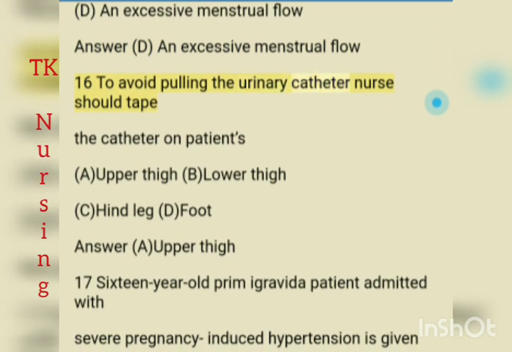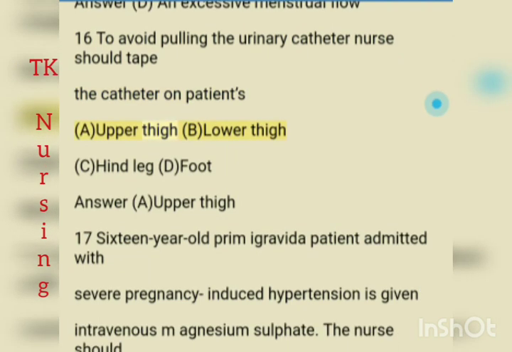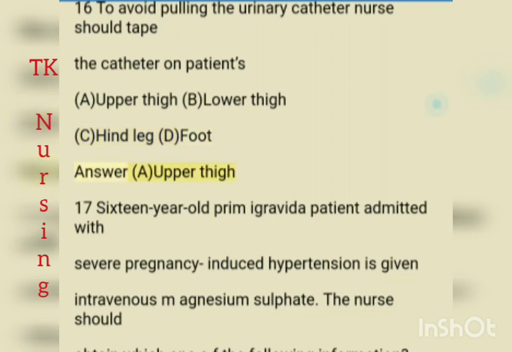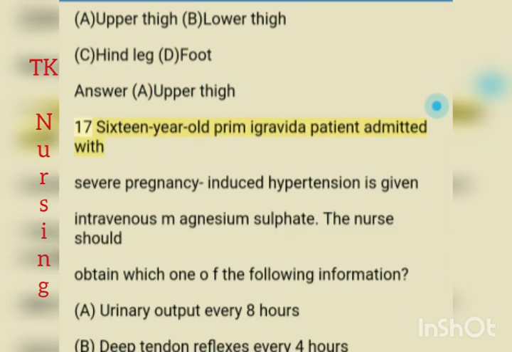16. To avoid pulling the urinary catheter, the nurse should tape the catheter on the patient's A. Upper thigh. B. Lower thigh. C. Hind leg. D. Foot. Answer A. Upper thigh.